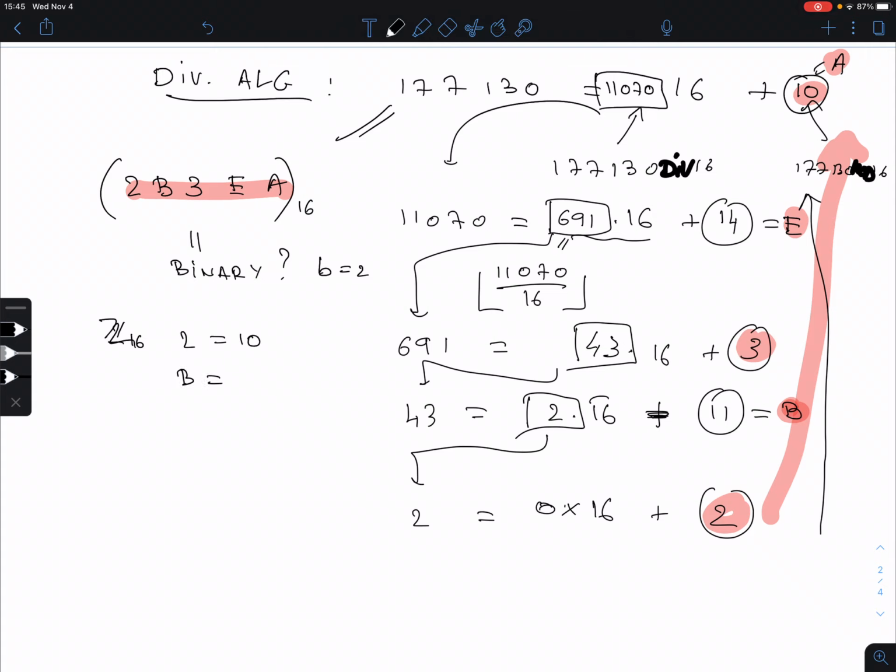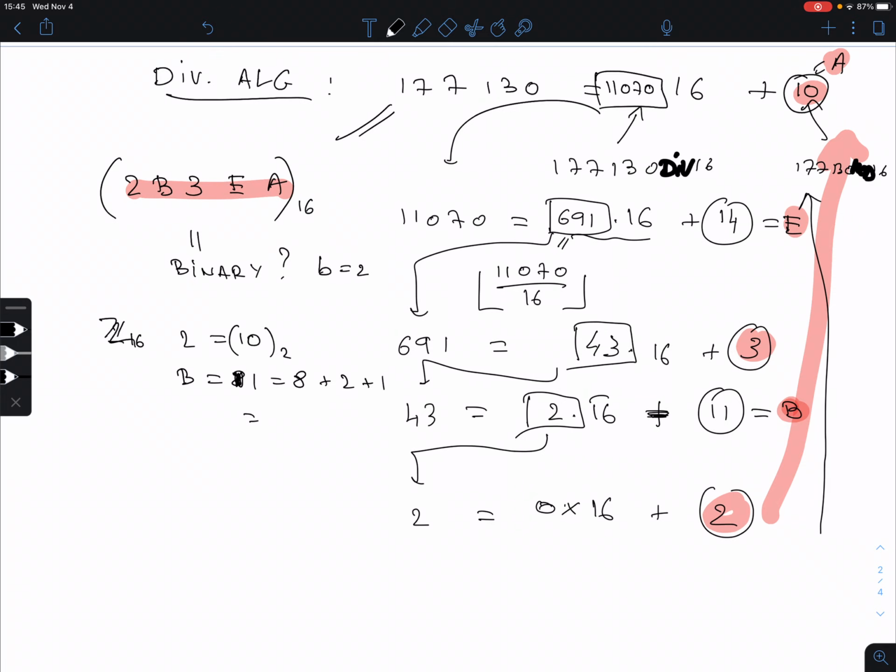B in binary, what is that? B was 11. So let's think about it. This is 8 plus, so B is 11. That's what it stands for. And in binary, this is 8 plus 2 plus 1. Remember, we write it as powers of, so sorry, this is binary, it could get confusing otherwise. So in binary, this would be 1, 0, 1, 1.